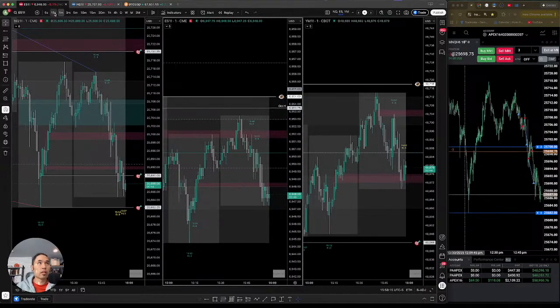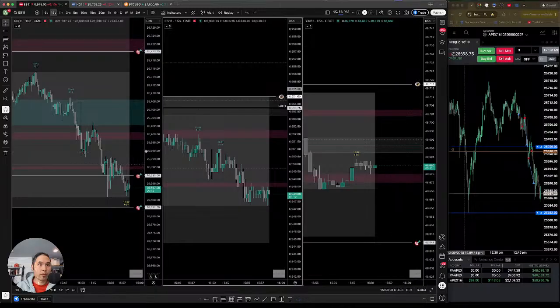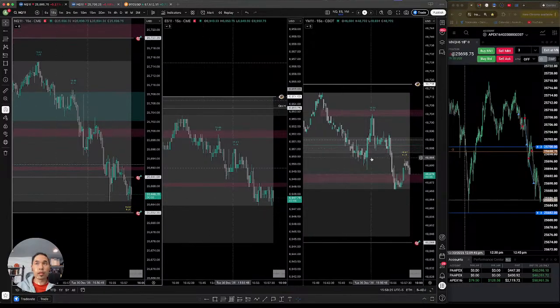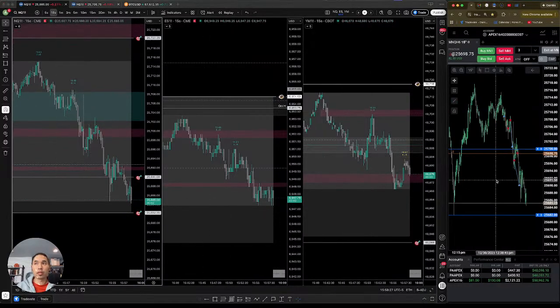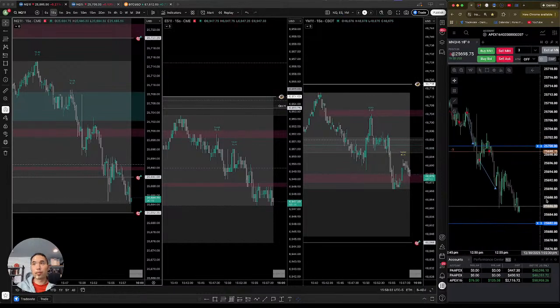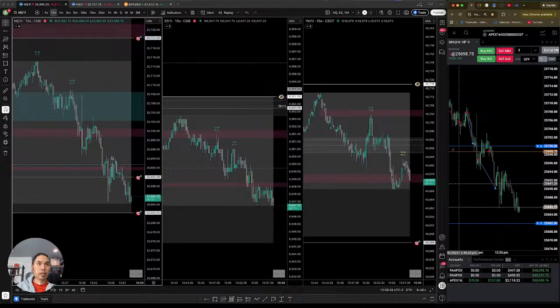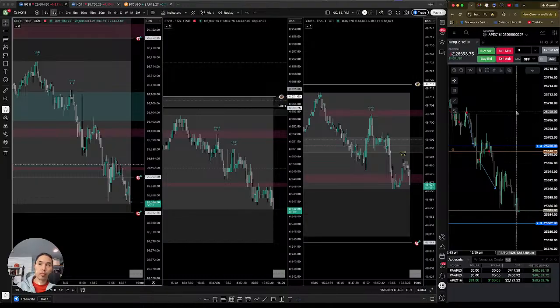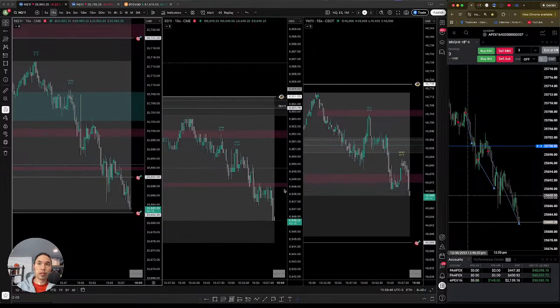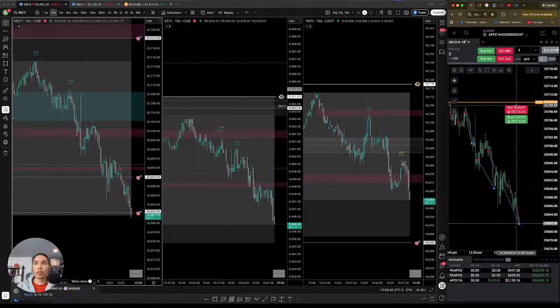Order blocks being used as resistance. There it is. Should be hitting it now. Last 2 minutes. There it is. Boom. Come on. Yep. Yes. Order filled. There it is. Boom. Beautiful trade. Order cancelled.